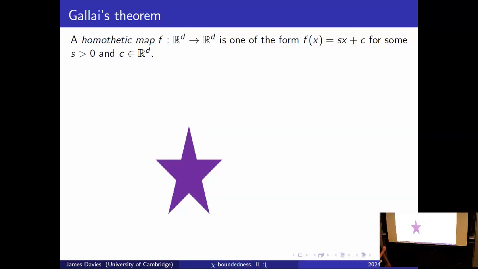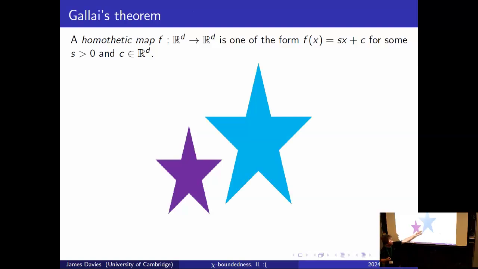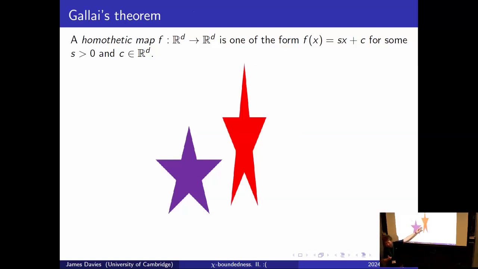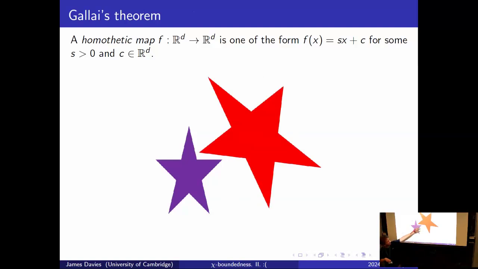So it's going to come from Gallai's theorem, but first I need to tell you what homothetic copies are. Essentially, if you have some set, a homothetic copy is just any copy you can obtain by translation and uniform scaling. So this blue star is a homothetic copy of this purple star. We just moved it along and made it bigger. This red star is not a homothetic copy because we've done vertical but not horizontal scaling. And this rotated star is not a homothetic copy because we rotated.